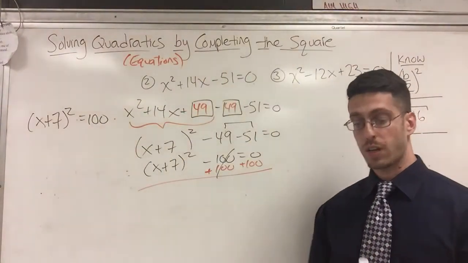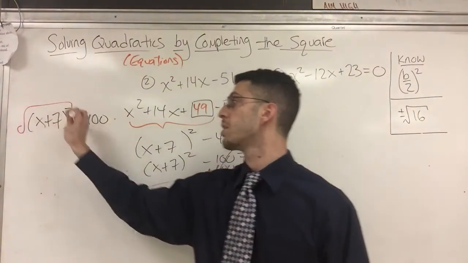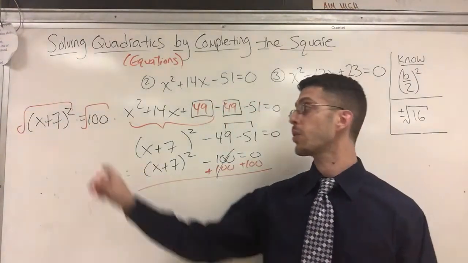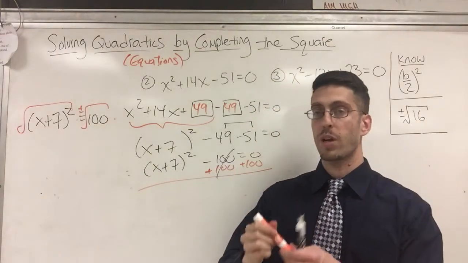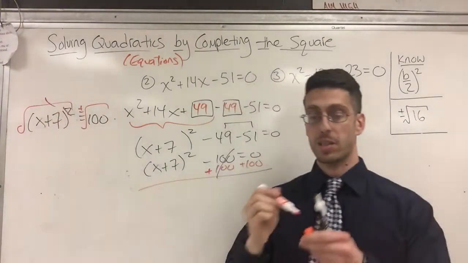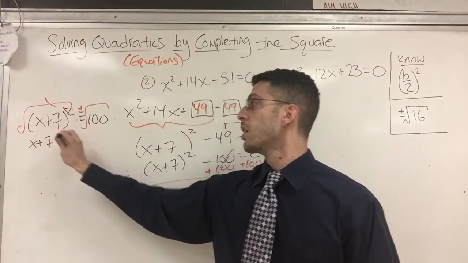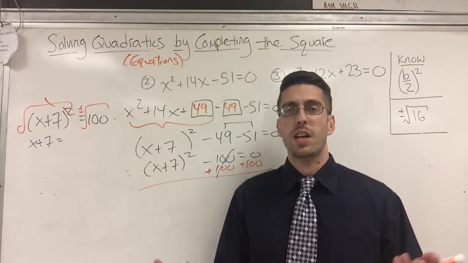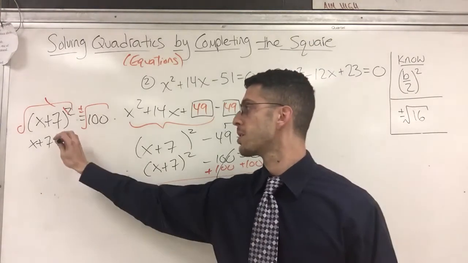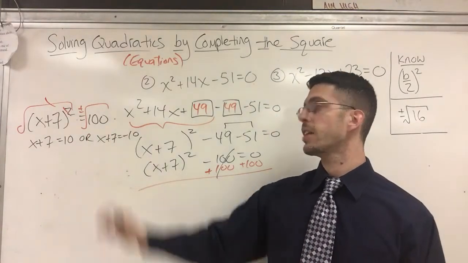Now what? How do I get x alone? I got to reverse, undo, inverse this square thing. Take the square root. Both sides. Don't forget I want the positive and negative square root of 100. So what happens? Cancels. x plus 7 drops down. Equals what? 100 square root is 10, or is it negative 10? I don't know. Let's go with both. So I'm going to say either x plus 7 equals 10, or x plus 7 equals negative 10.